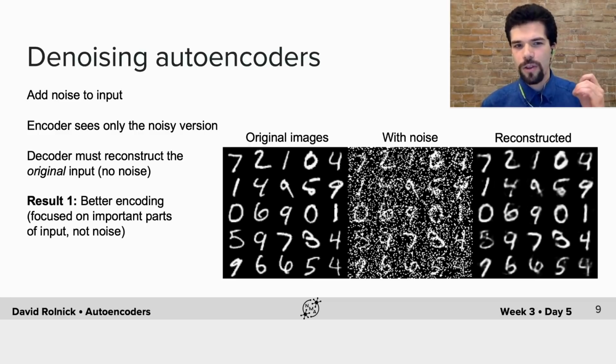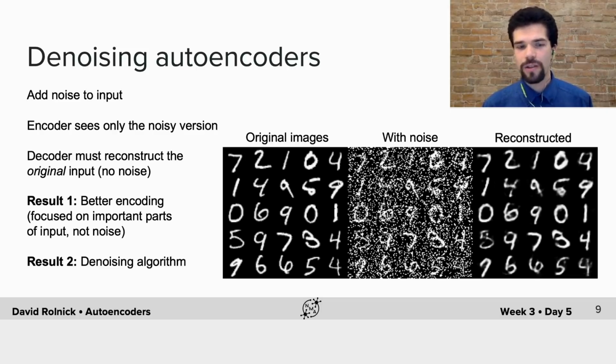Well, the primary result is that you get a better encoding. It's better in the sense that you focused on important parts of the input rather than any noise that might exist in the input, because you've been taught to discount the effect of that noise. So you're focusing on the really important parts of your image, like the actual features, the semantic features, if you will.